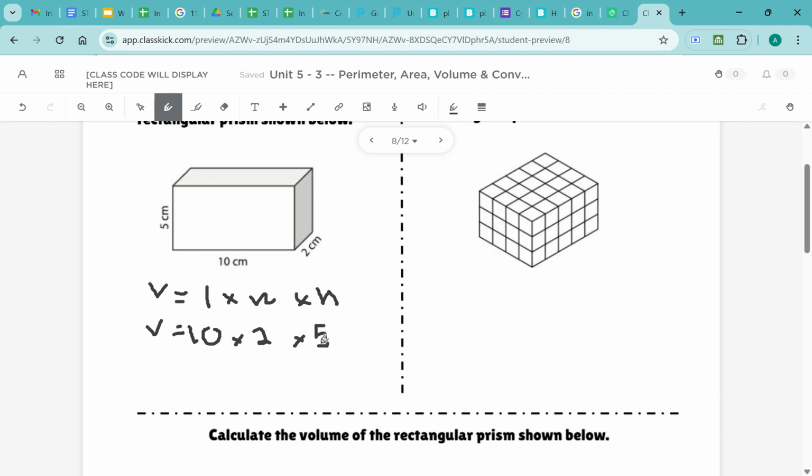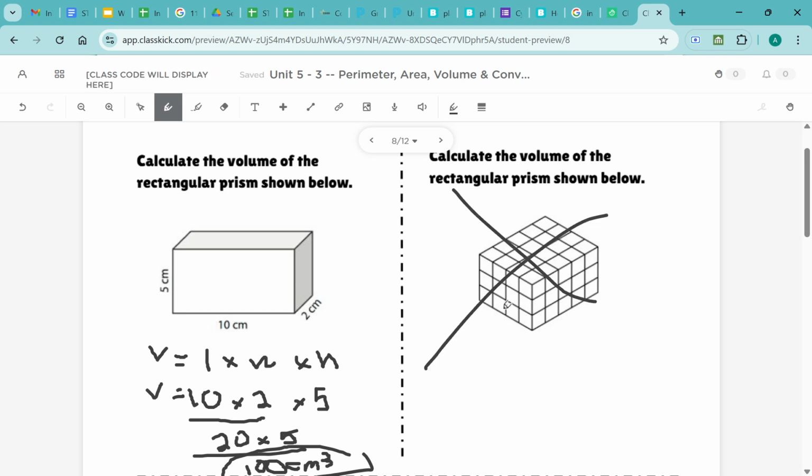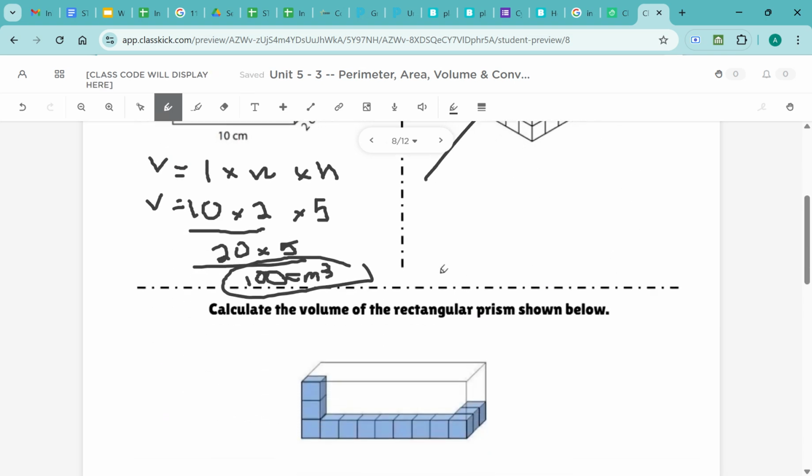Okay, to solve this, I can now multiply. I have all my numbers. 10 times 2 is 20, times 5 becomes 100. My unit is centimeters, and 100 cubes that are a centimeter long will fit into there. So 100 centimeters cubed will fit into there. Okay, I'm going to skip this one just because I don't want the video to go too long. We're going to do this last one right here.